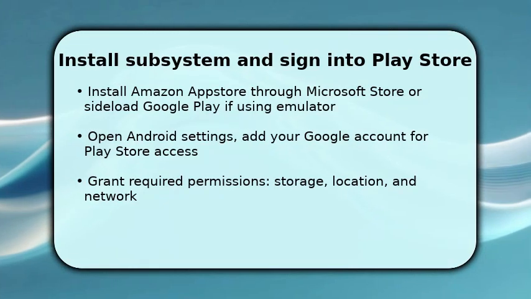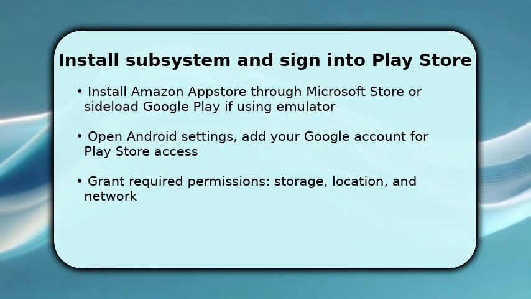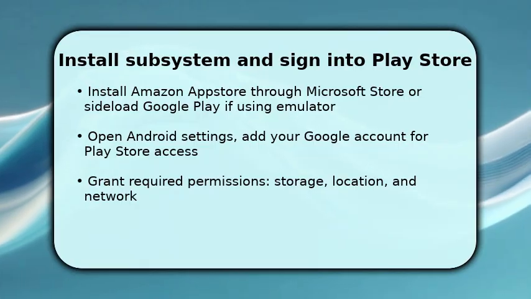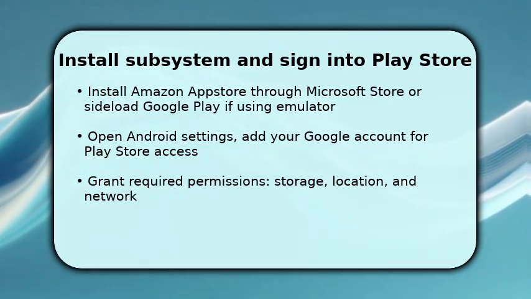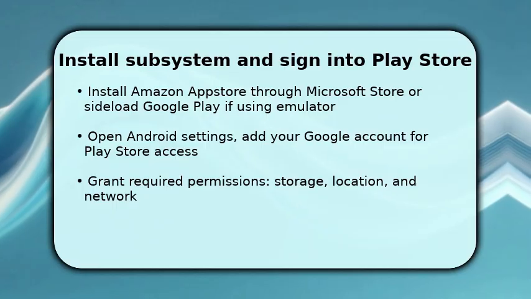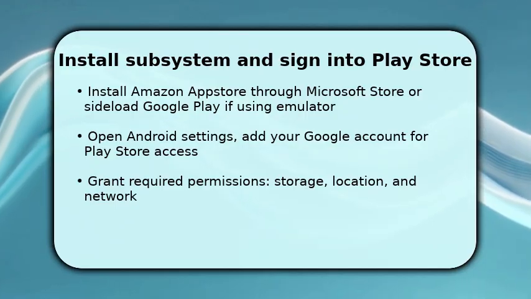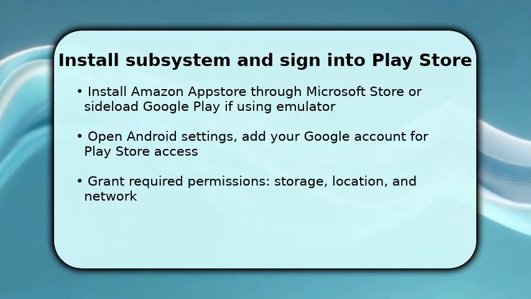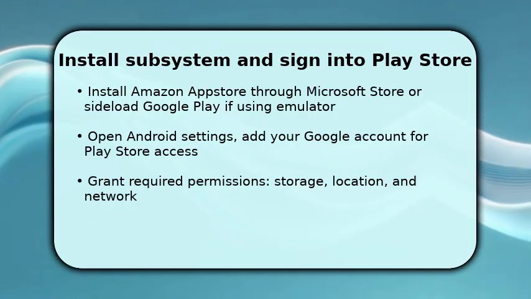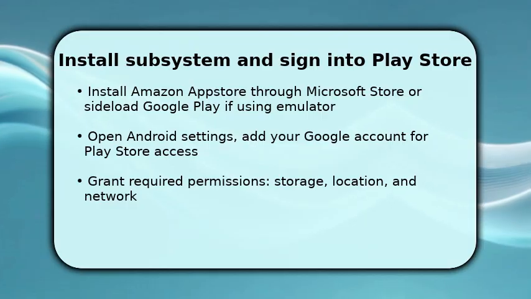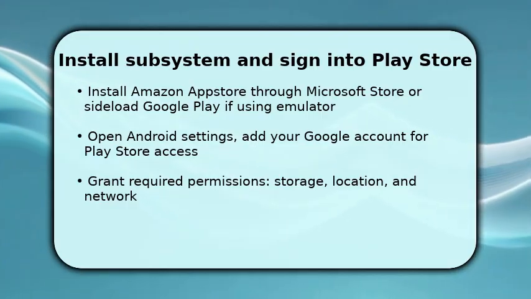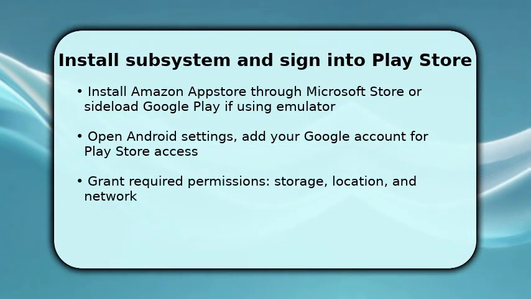You now install the subsystem layer that hosts Play Store apps. On Windows, use Windows Subsystem for Android plus Amazon App Store, or on an emulator sideload Google Play Services for full access. Once the environment is running, open the Android settings panel and add your Google account so the Play Store recognizes purchases and syncs apps. Make sure to grant storage and network permissions when prompted. Without those, you won't download or run apps reliably.